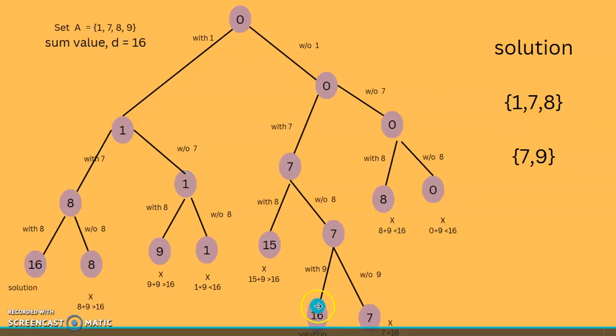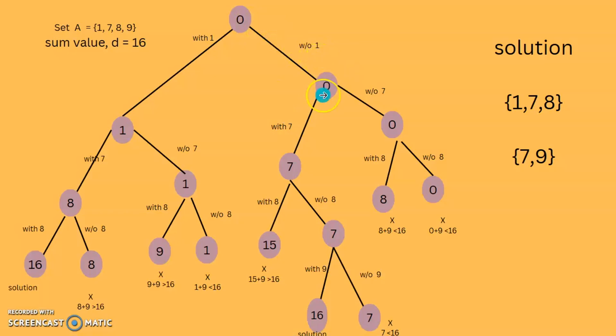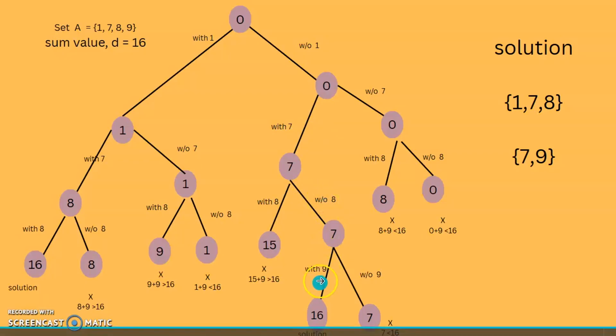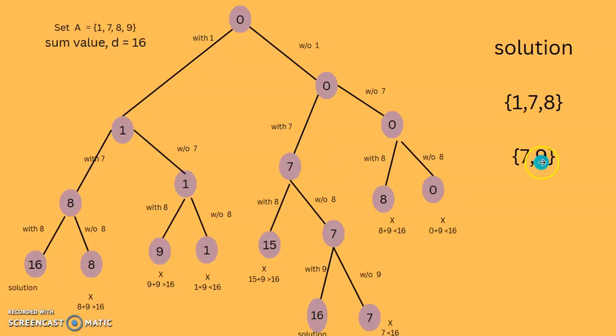What about this solution node? You start from the root node without 1, that means 1 should not be included. With 7, that means 7 should be included. Without 8, that means 8 should not be included. With 9, so 7 and 9. So this is another subset which gives the sum value 16. So we got two subset solutions which give the sum value 16 from the given set A.